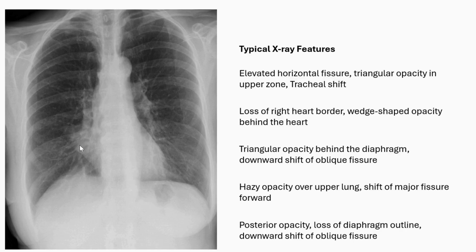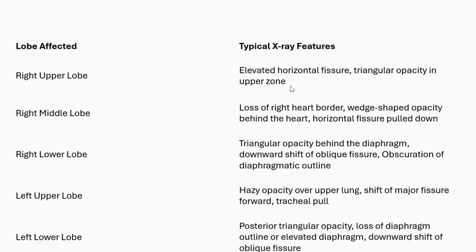This is the right middle lobe collapse, showing triangular opacity causing obscuration of the right heart border, that is the silhouette sign, and it also causes the downward shift of the horizontal fissure. In right lower lobe collapse, there is a triangular opacity behind the diaphragm and downward shift of oblique fissure and obscuration of the diaphragmatic outline.